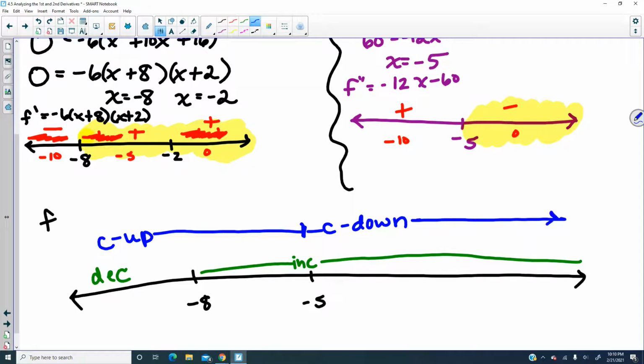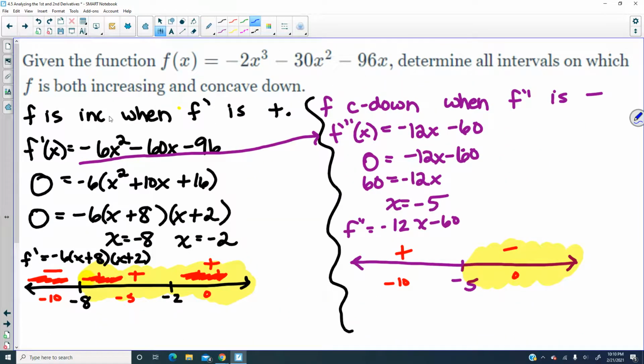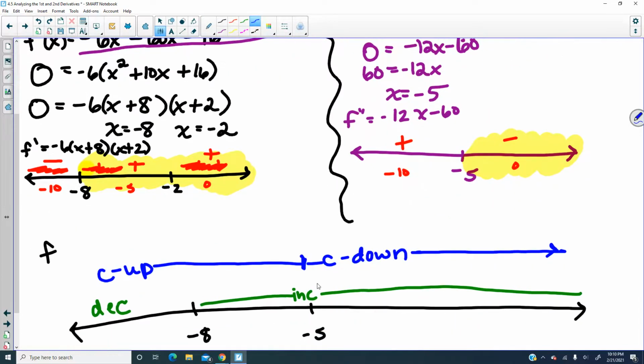So the question is asking me, when is f both increasing and concave down? Well, that would be where these two parts overlap. So that would be, highlighter, this part. So everything from -5 till looks like infinity.